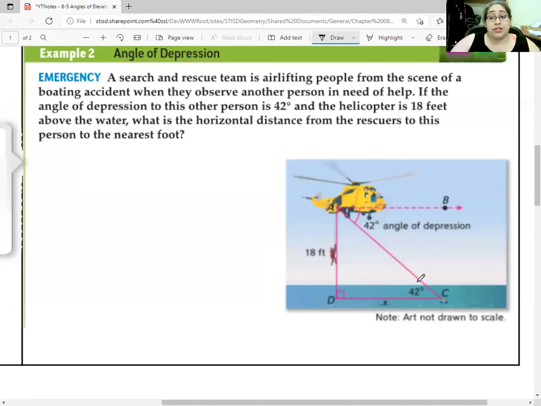Here's the sketch of that situation. Here's my helicopter with the rope dangling down and the rescuer here. That is 18 feet above the water. Here's the victim at point C in the water, and the angle of depression from where the helicopter is, and his buddy sighting, looking for more people to rescue, this angle is 42 degrees. I can copy that angle measure down to here because this horizontal and this horizontal, that is the water surface, are parallel, creating some alternate interior angles.